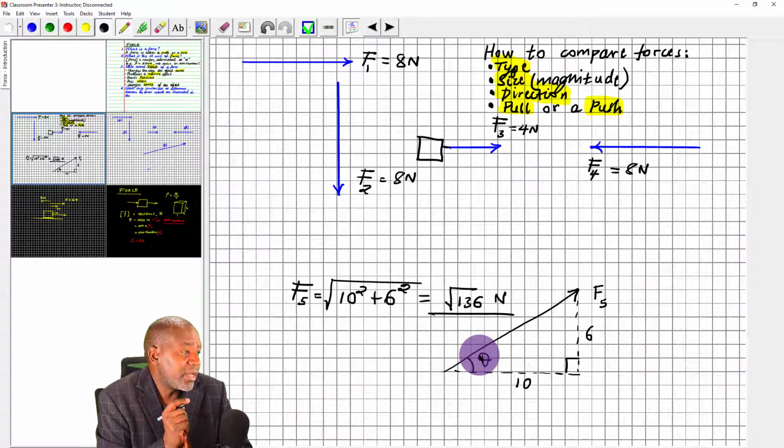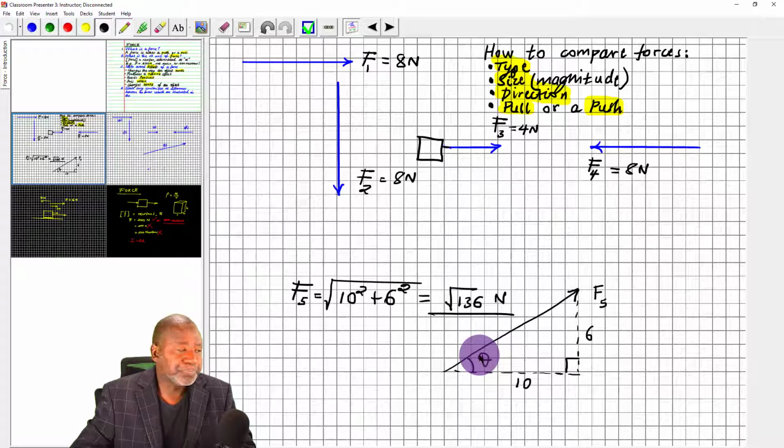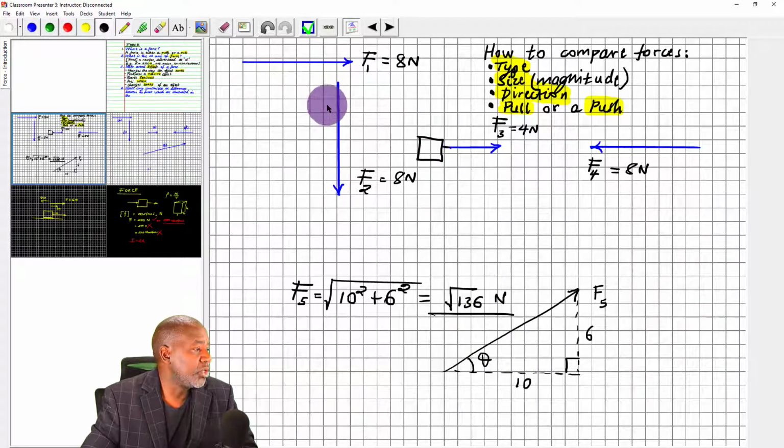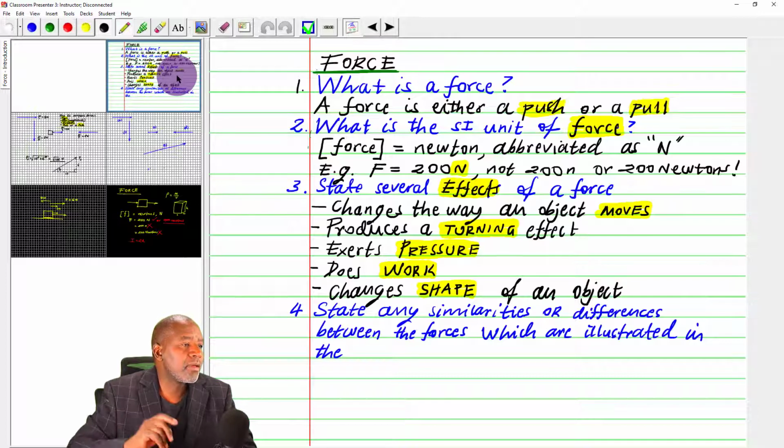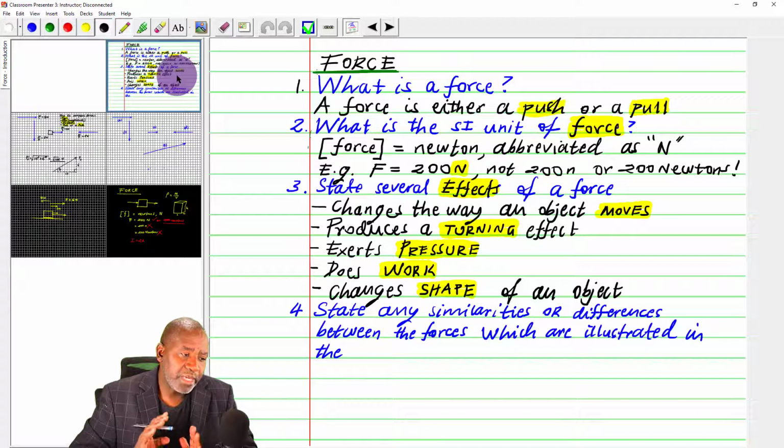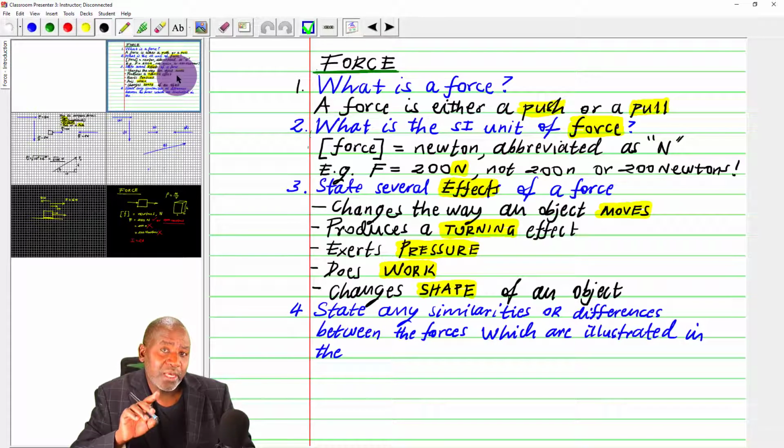So in summary, we've been able to look at the meaning of force, a description of the term force, the SI unit of force, effects of a force, and we've been able to see how we represent force on a diagram using a line segment with an arrow head, which generally we refer to as an arrow.